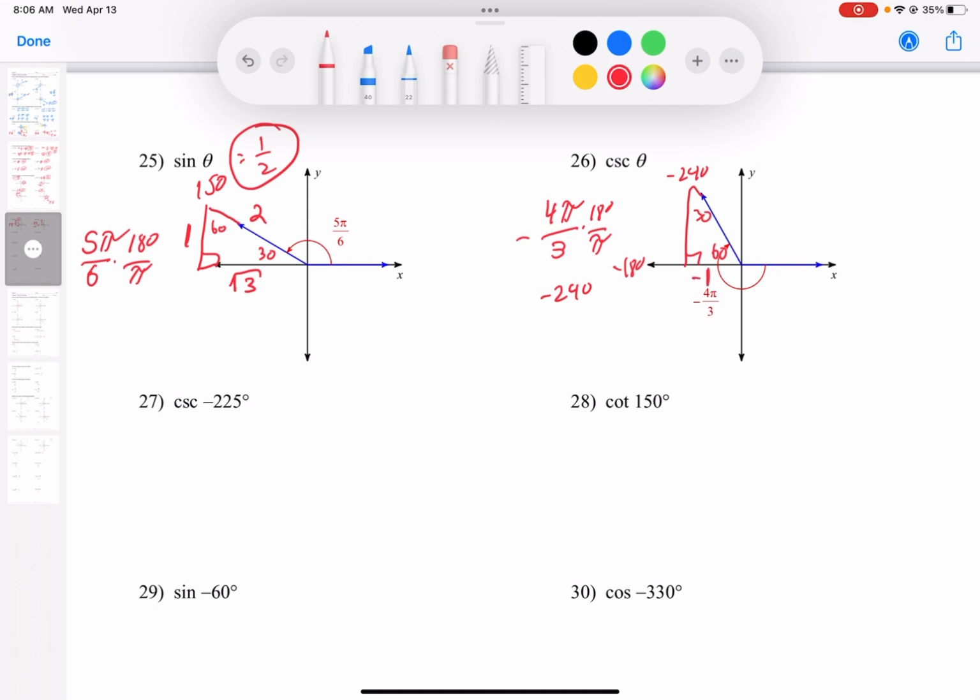So that gives me a 60 degree reference angle. So that's a 1, negative 1, hypotenuse is 2, and that's the square root of 3. Cosecant is hypotenuse over opposite. So that's 2 over the square root of 3, which of course we can't have. Multiply by that, so 2 times the square root of 3 over 3.